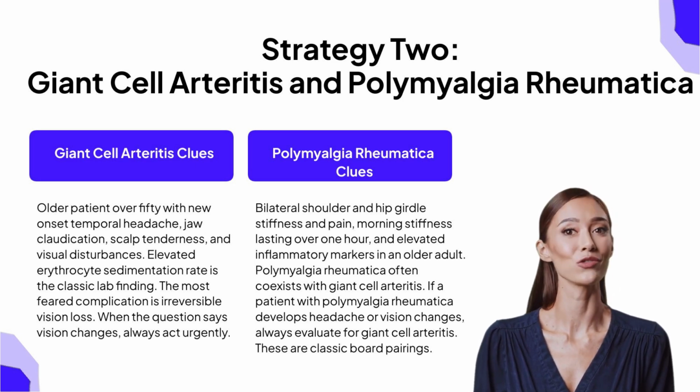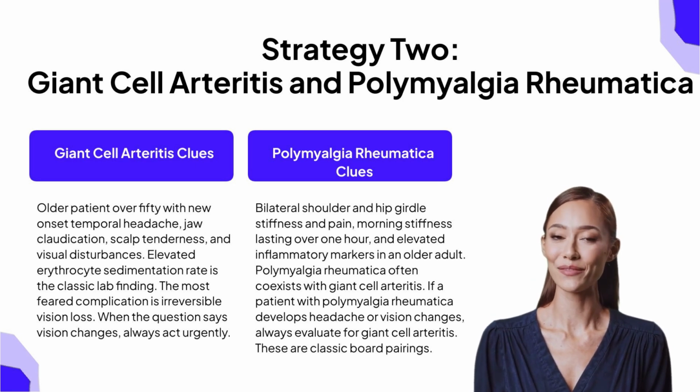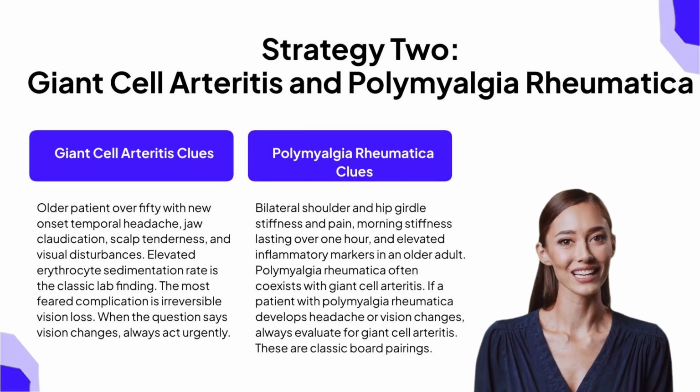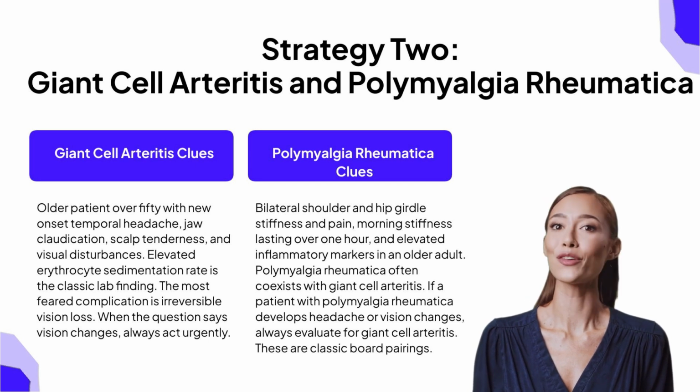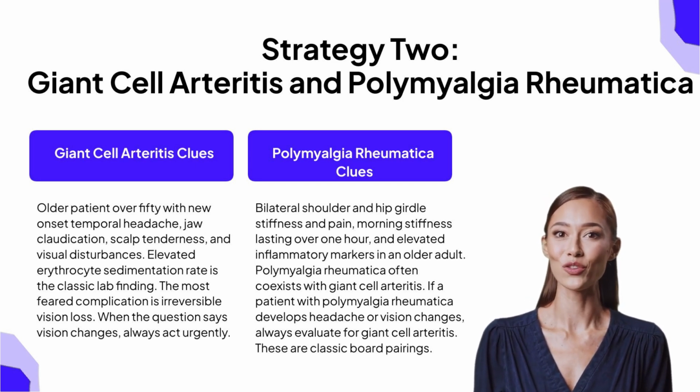For polymyalgia rheumatica, look for bilateral shoulder and hip girdle stiffness and pain, morning stiffness lasting over 1 hour, and elevated inflammatory markers in an older adult. The critical board concept is that polymyalgia rheumatica often coexists with giant cell arteritis. If a patient with polymyalgia rheumatica develops a headache or visual symptoms, you must evaluate for giant cell arteritis immediately. This overlap is a favorite board question.